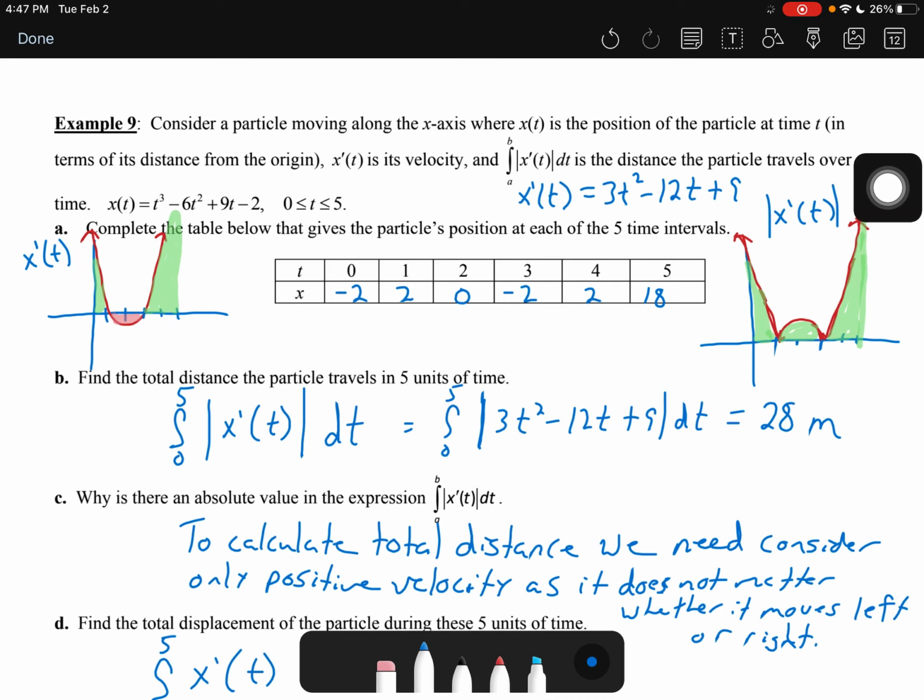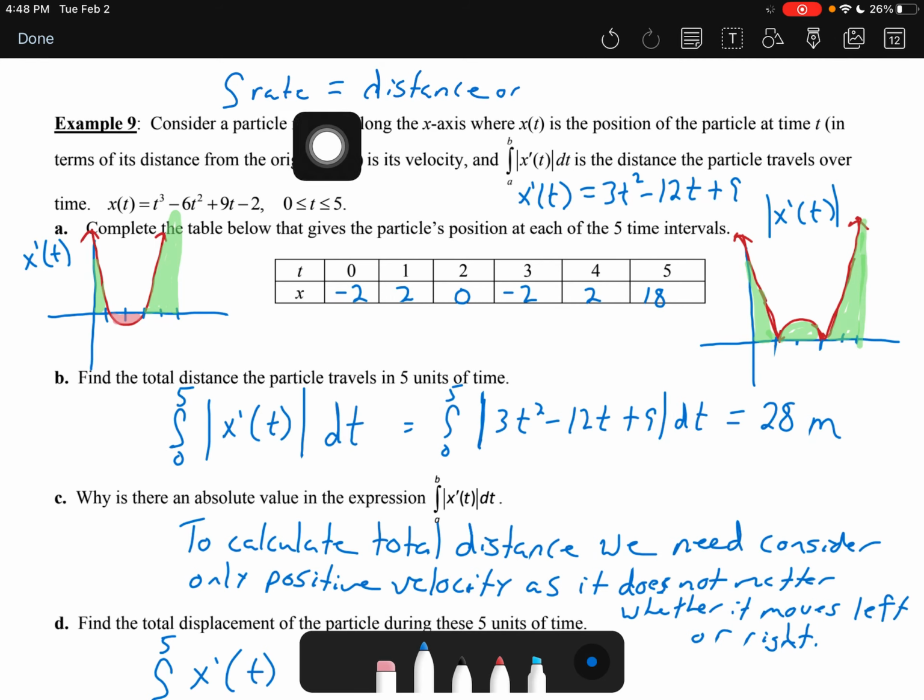So what I want you to understand is when you integrate something that is a rate, it's going to equal a distance, or an amount, because you lose the rate. For example, if you were integrating something that was meters per second, you'd be left with meters. If you were integrating something that was gallons per day, you'd be left with gallons. So maybe it's an amount, right? But you lose the rate.